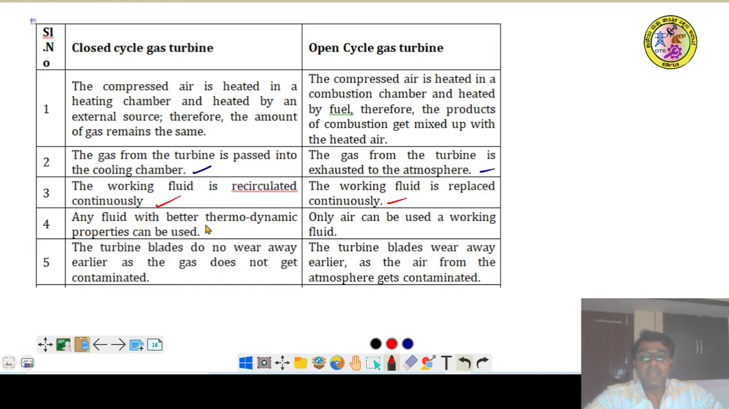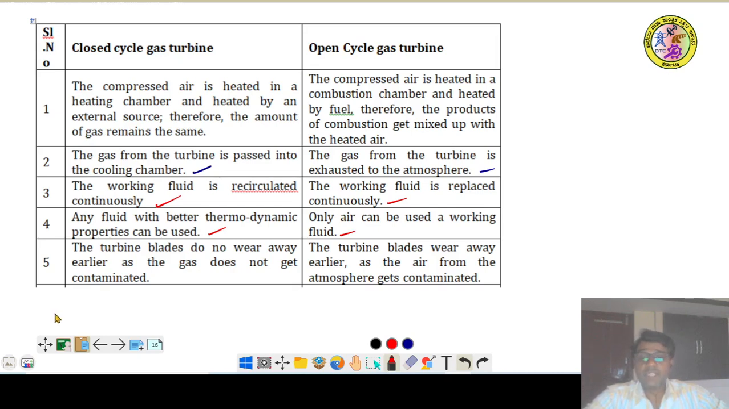Any fluid with better thermodynamic properties can be used. So, generally in open cycle only air is going to be used. Why? Because fresh air is going to be admitted every time. But in closed cycle, the air is not going to be mixed with the fuel. That means we can use any fluid having better thermodynamic properties.